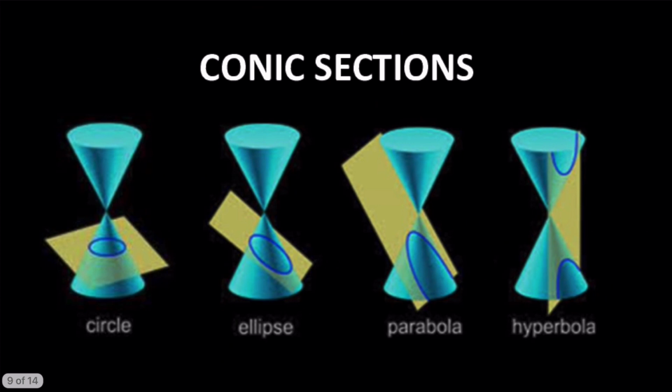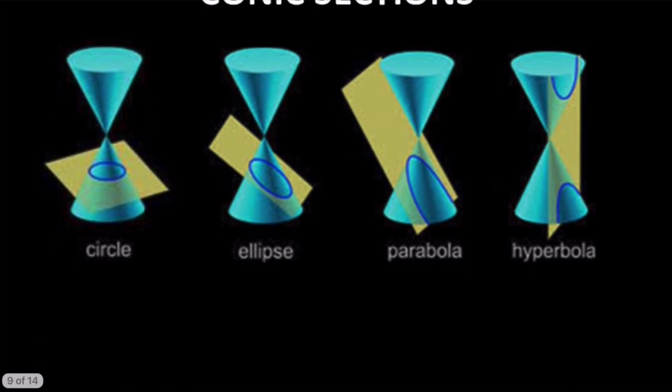Okay, conic sections, just a quick review of why they're called conic sections. They are cross sections of cones. In a circle, the plane of intersection is parallel to the base. Remember here, eccentricity is 0.